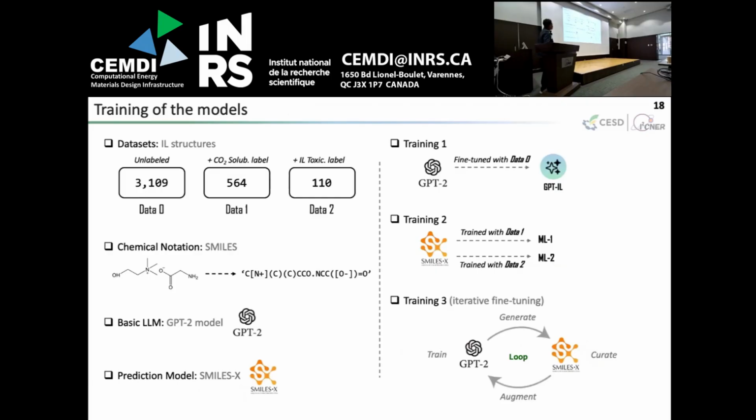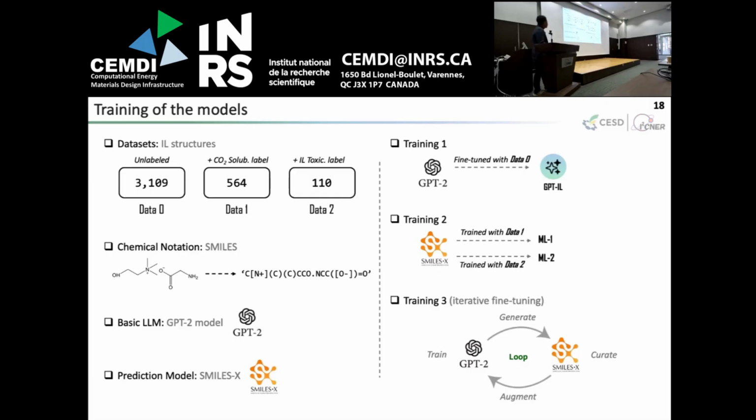And this is how we train our generative model. We prepared three types of data sets. Data zero is ionic liquid structures, unlabeled. Data one is ionic liquid structures labeled with the CO2 solubility value because we want to use it for CO2 capture. And data two is ionic liquid structures labeled with the toxicity level because we don't want our ionic liquid to be toxic, so we want to know the level of toxicity. And for the chemical notation, we decided to use SMILES. If you have this chemical structure, this is the SMILES representation.